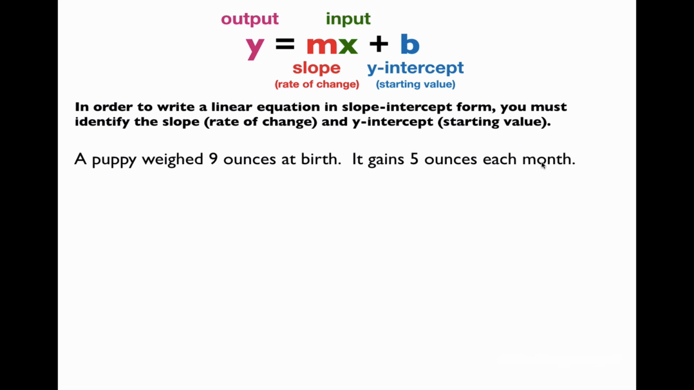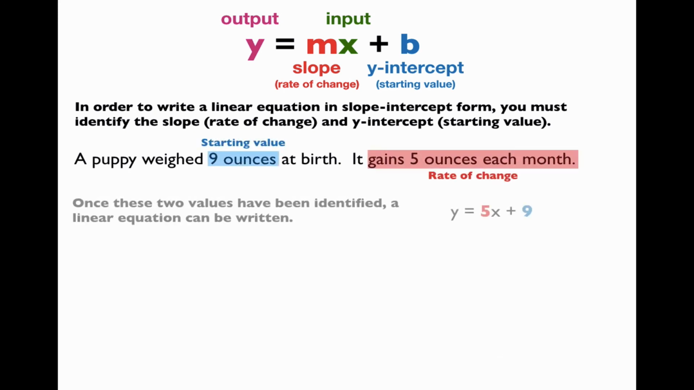So the first month, 5 more ounces. Second month, another 5 ounces. So that is its rate of change. There's our rate of change. There's our starting value. So what we can do is write our little equation. Once you have these two values, you can write a linear equation. Y equals 5x plus 9. And all we did was plug in our rate of change and our y-intercept in the proper place in the model, and we've modeled this situation.